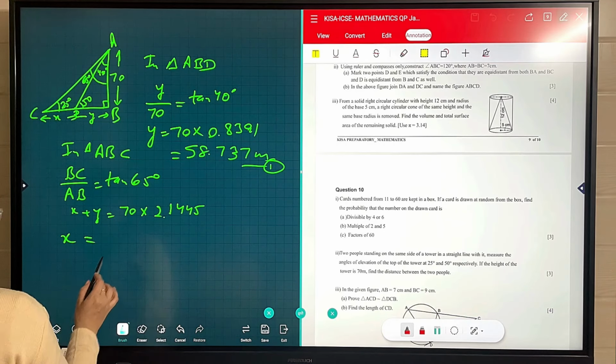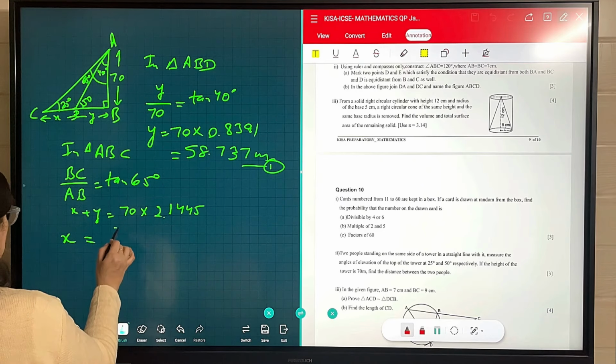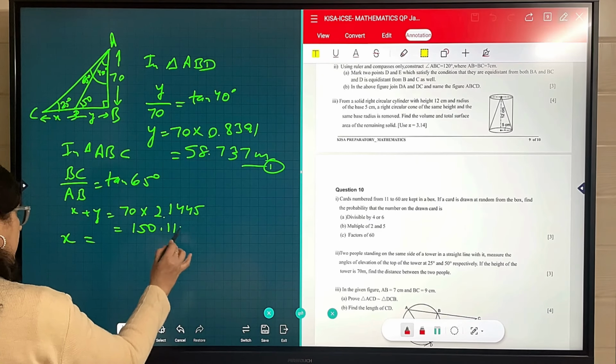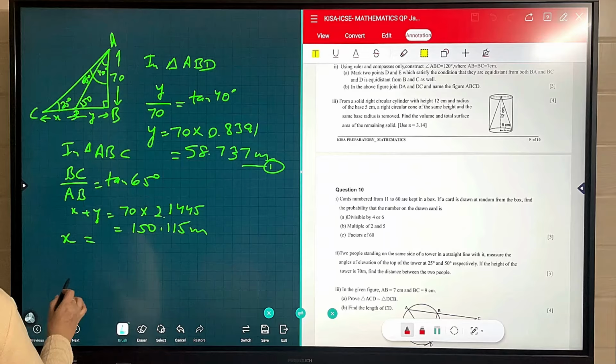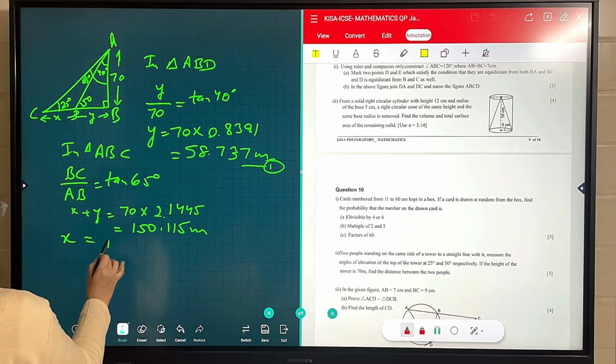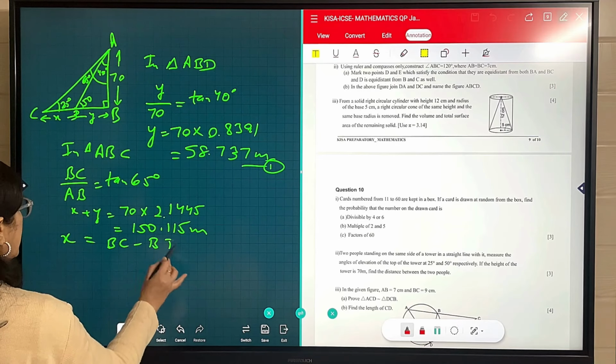First we have to multiply this. After multiplication you will get 150.115 meter. So x is the subtraction of this. So BC minus BD we have to take.